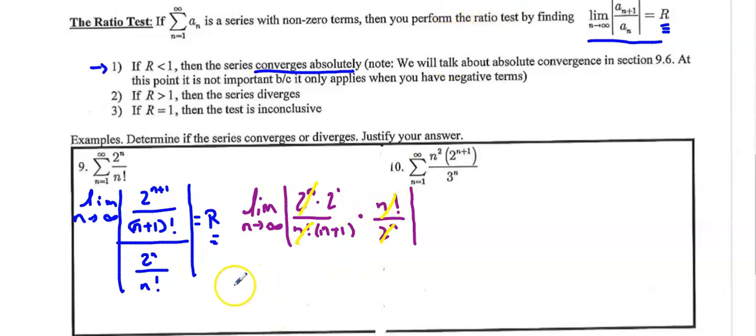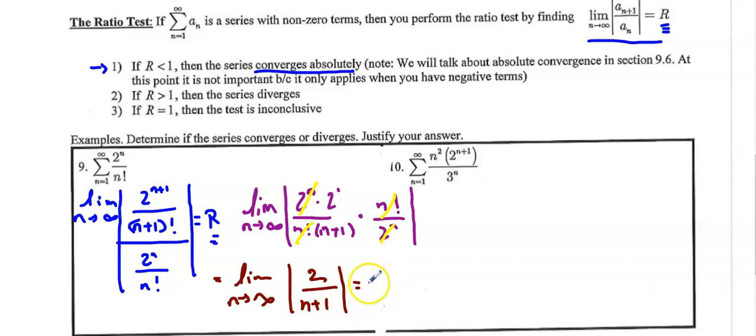Okay, so now with that being said, I can do the limit as n approaches infinity of the absolute value of, well, the only thing that's left in the top is just 2, and the only thing that's left in the bottom is n plus 1. Well, this is a very easy limit to find because you can see this is a bottom heavy function.